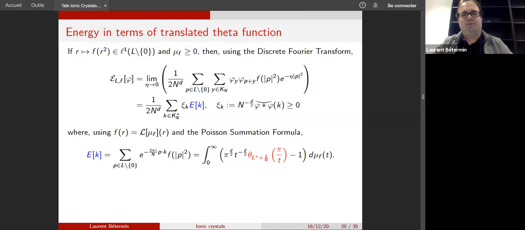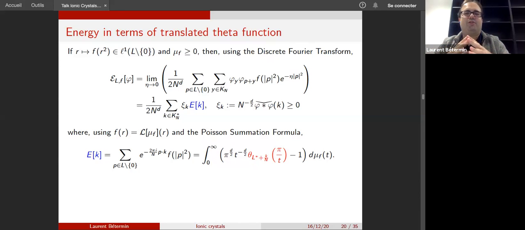So we renormalize just to have an energy per point, and we take the interaction between all the points of the lattice and all the points of one period, Kn, and we multiply the charge at y and at p plus y. Then we take the interaction between p plus y and y. When we do p plus y minus y, it's p. So that's why it's p squared here. And we multiply by a Gaussian factor, just to have a proper definition of the energy.